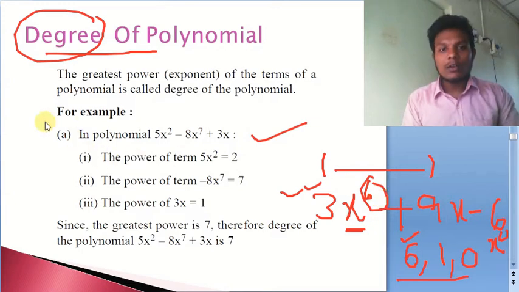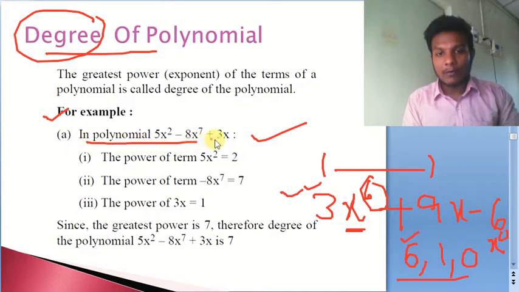Let us take one more example, the polynomial 5x square minus 8x power 7 plus 3x. In this particular thing, what is happening? Just focus on the exponents here. For this particular term, the power is 2.